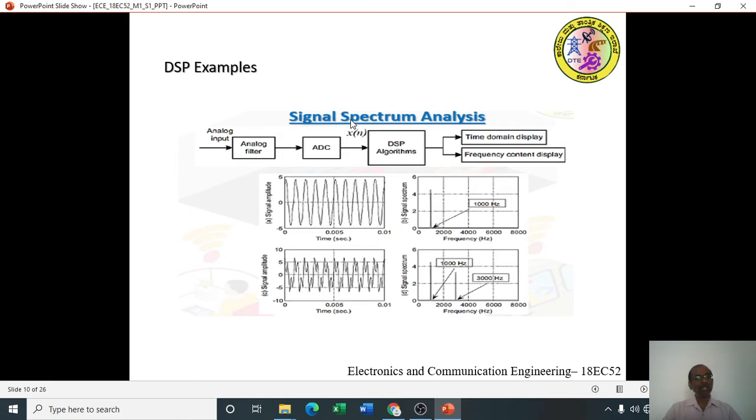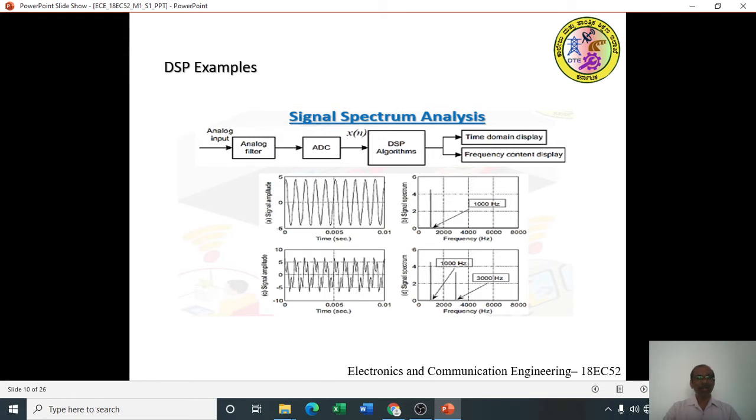When I pass it through DSP, the Fourier transform of A_c cos 2 pi f_c t, you know that it is A_c by 2 into [delta(f minus f_c) plus delta(f plus f_c)], that is, at f equal to 1 kHz, you have a delta function. So this is your frequency domain representation of the signal. Since I have taken only one frequency component, it is called a single tone.